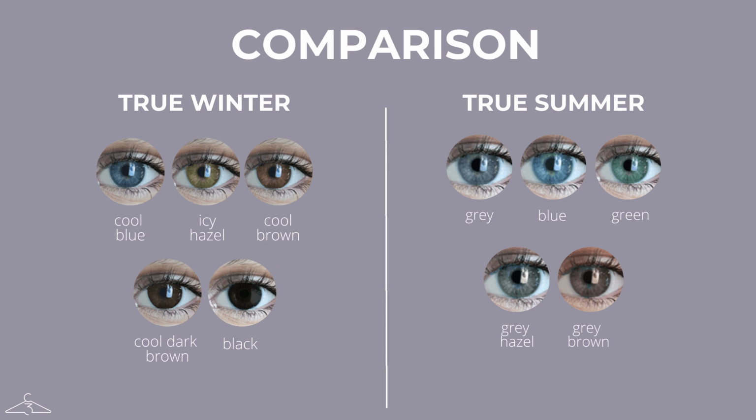Okay, so now to compare the two side by side, true winter eyes are definitely going to have more of a range of darkness compared to the true summer eyes. And I think for me, the true summer eyes really stand out because they have a lot of grayness added to whichever color eye you have. And it's just a lot more toned down and a lot more soft.